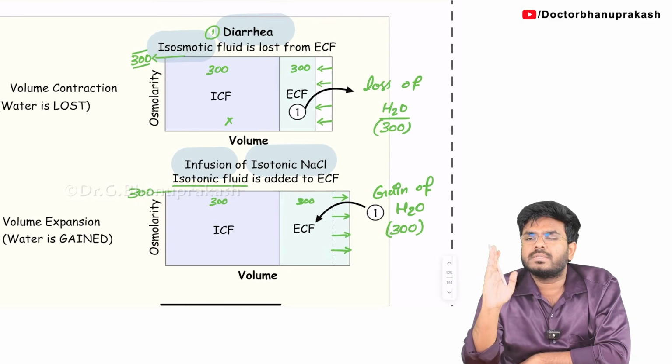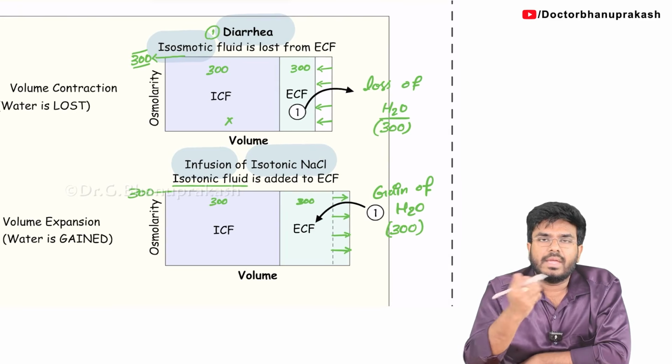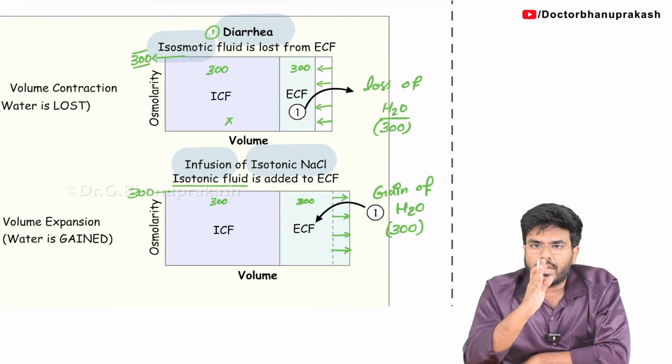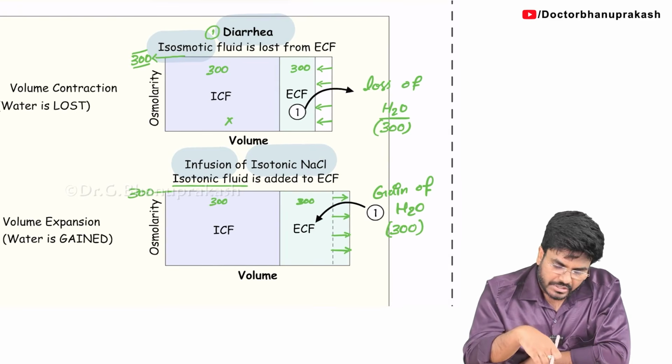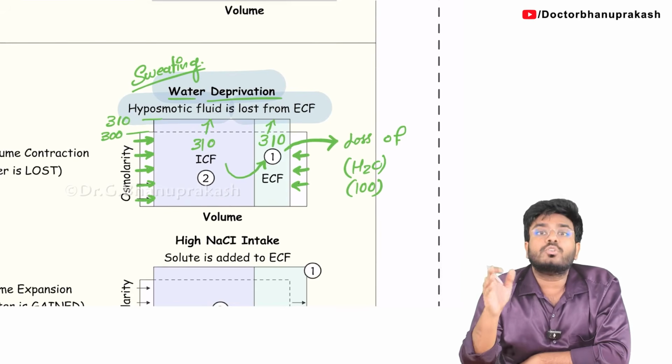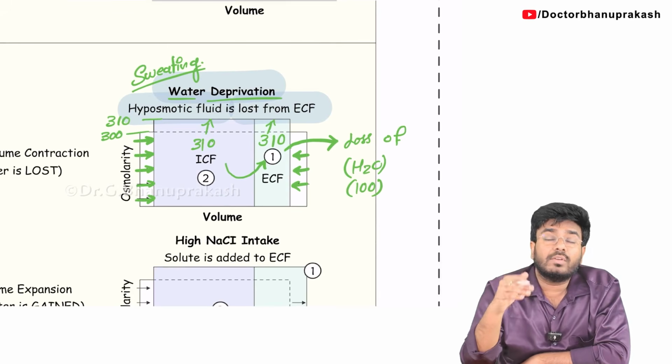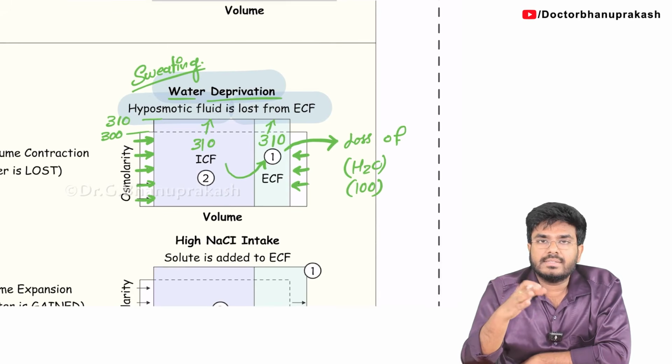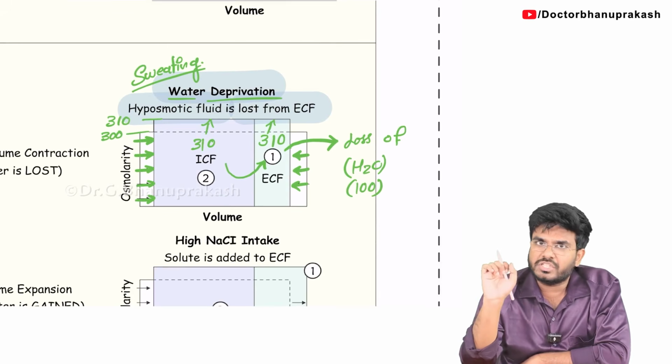Let's go back and recap. In a patient with diarrhea, simple, extracellular fluid will decrease. In a patient with isotonic saline infusion, extracellular fluid will increase. In a patient who is having water deprivation or sweating, or loss of hypotonic fluid, both intracellular and extracellular fluid decrease, with hypertonic change.